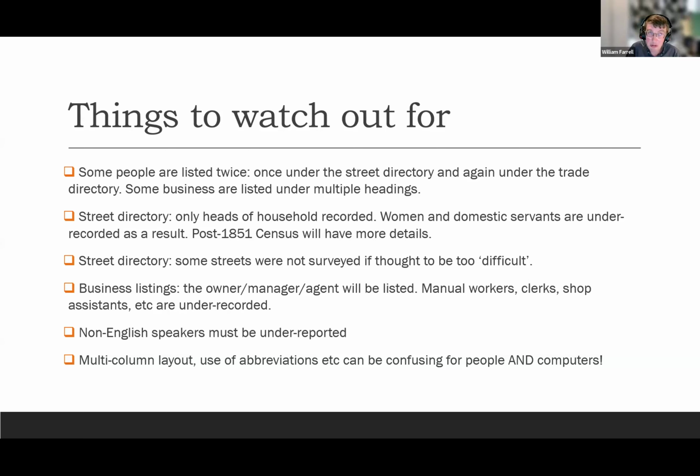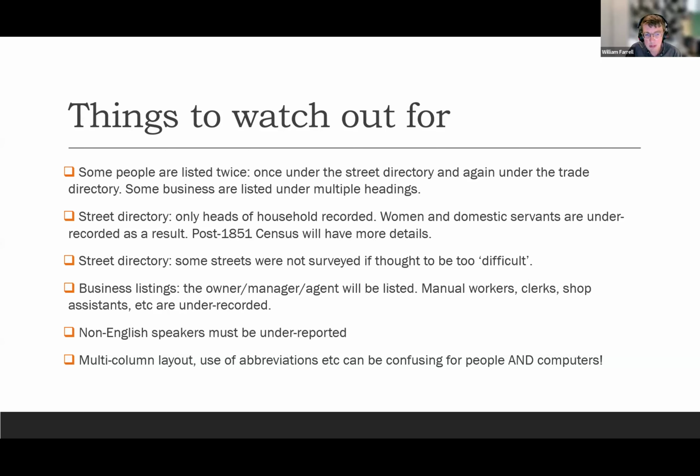Also, things you'll find: some directories list people surname, space, first name. Some people are listed surname, comma, first name, and some people are listed first name, surname. And this is often inconsistent in different directories, and again, can cause problems with computerized keyword searching.